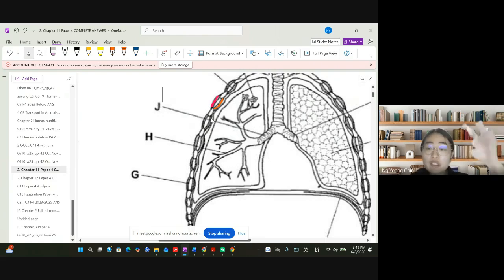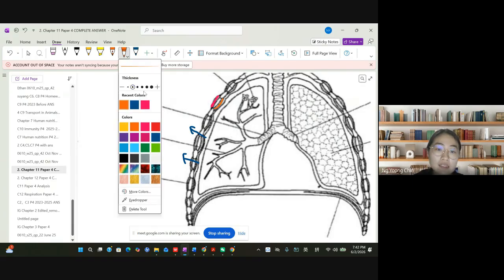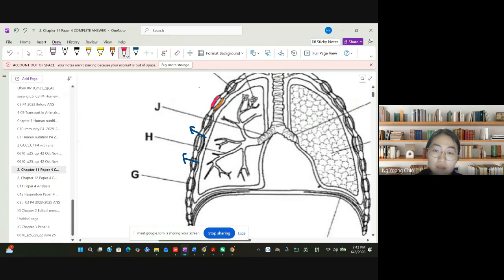Okay, so let me ask you now. When you want to increase the volume of the thoracic cavity, your rib cage will move. See, they move this way, outwards and upwards. Then what happens to your intercostal muscle? What happens to your external intercostal muscle, this one? Will it contract or will it relax, so you can allow the rib cage to move upwards and outwards? Contract or relax? What's the answer?